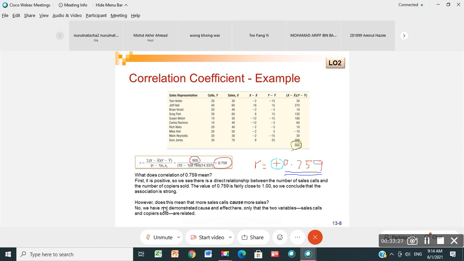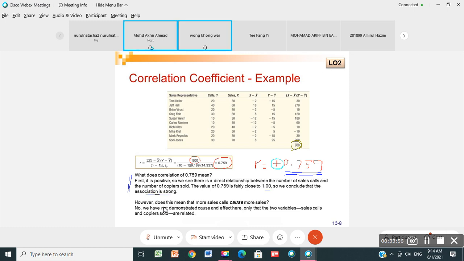Okay, that means you look at the result here. Wong, try to read it. First, it is positive. So we see that it's a direct relationship between the number of sales calls and the number of copiers sold. The value of 0.759 is very close to 1. So we conclude that the association is strong.